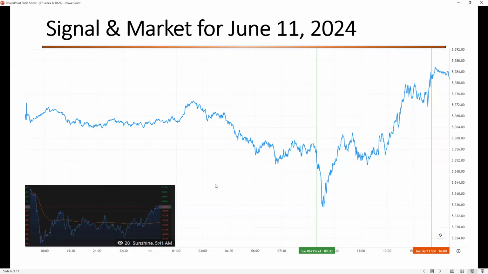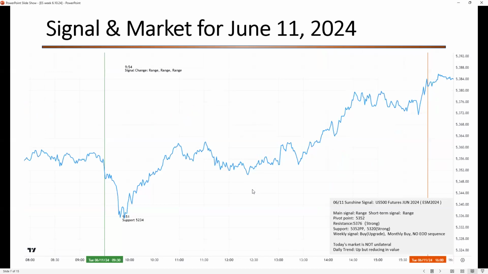For Tuesday, June 11th, the reference chart is showing another possible chop day. Again, we had anticipated the range to be 5330 to 5380 prior to CPI the next day. Pre-market, the signal gave a range buy, a slight upgrade from the day before. Market opened around the 5352 pivot, and this time the market broke under it.